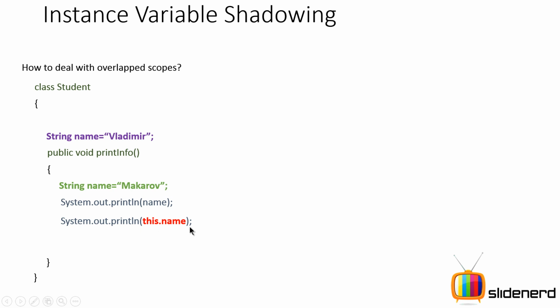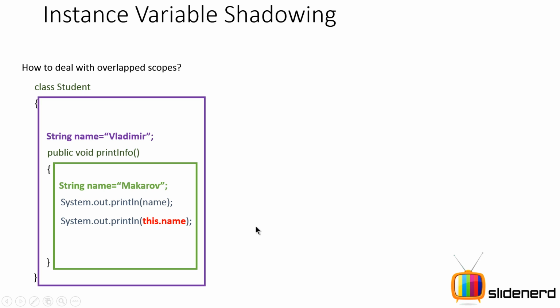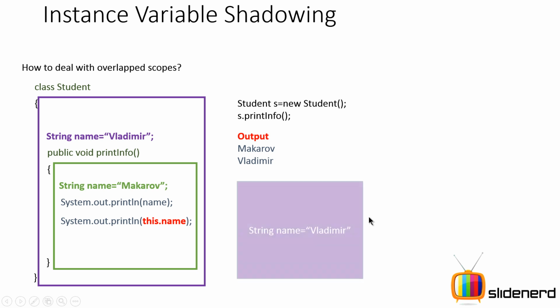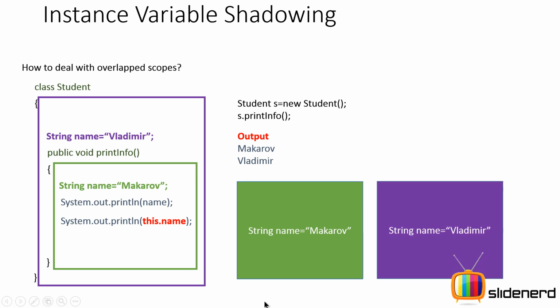So when you say this.name, it's going to be O.name, which is the instance variable over here, Vladimir. Now let's take a look at this. There is string name is Makarov, whose scope is the green box. String name is Vladimir, whose scope is the purple box. And when you use the same output, name will print Makarov, but this.name will go outside this green box and find this Vladimir and print that over here. So it's like saying string name is Vladimir and then Makarov tries to hide it, but using the this keyword you unhide it and bring Vladimir out. This is exactly how the this keyword works to resolve instance variable shadowing.